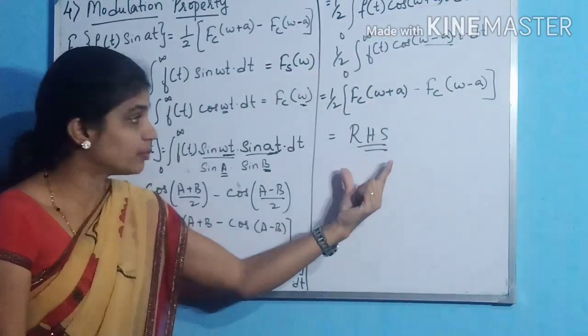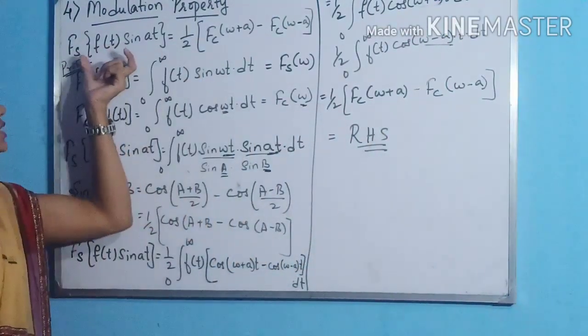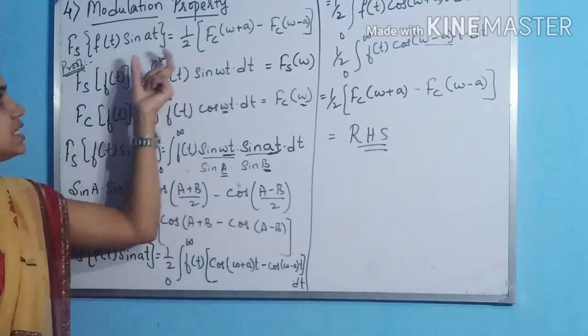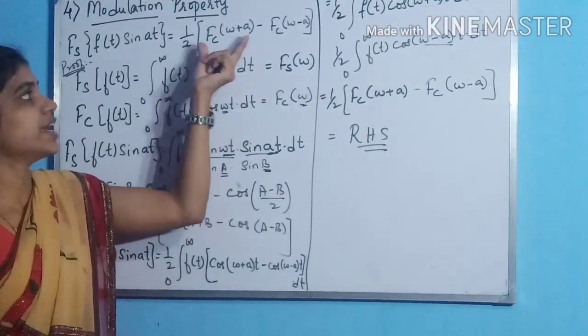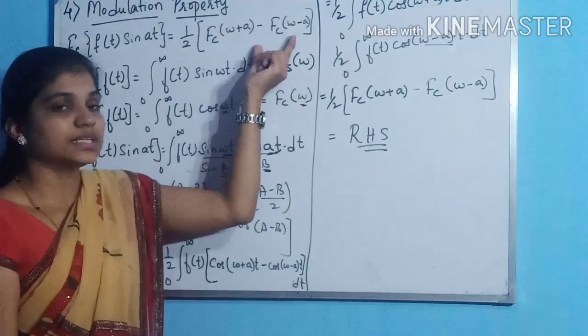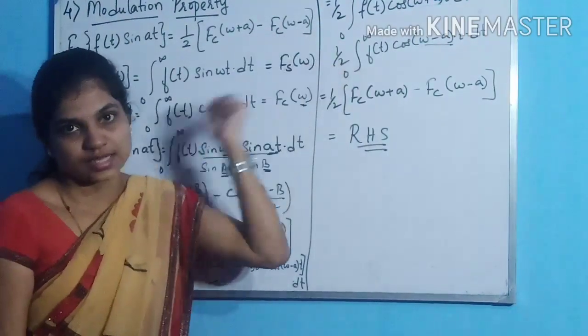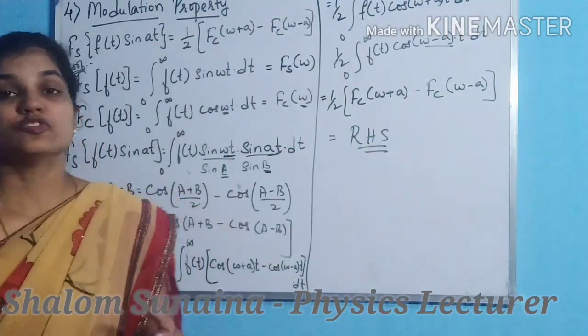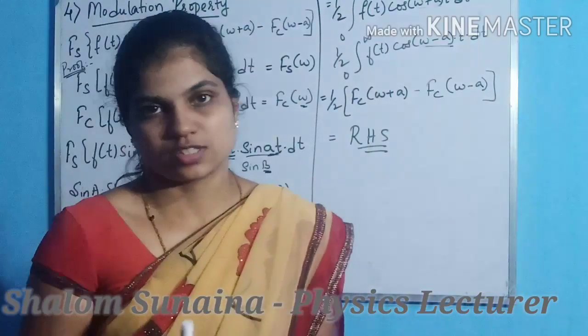So thus proved that the Fourier sine transform of f(t) sin at is equal to half of Fc(omega plus a) minus Fc(omega minus a). So these are the four properties of the Fourier transform.